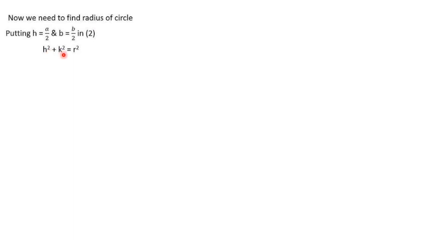We have calculated the value of h and k, that means the center. Next we have to find out the radius. So putting h is equal to a by 2 and k is equal to b by 2 in equation number 2. Equation number 2 we have derived, h square plus k square is equal to r square, in the previous slide. And we have also calculated h value as a by 2 and k value as b by 2. So just substitute it.